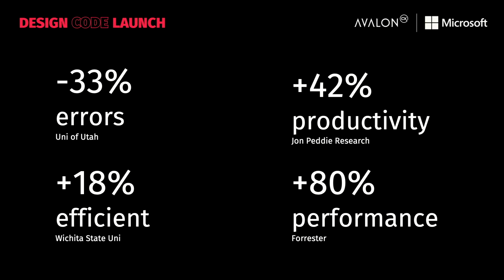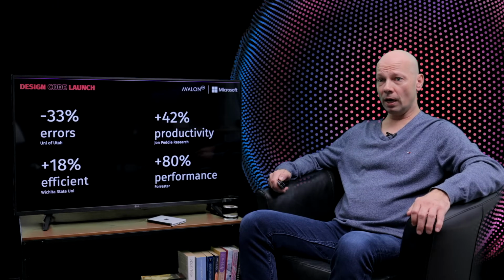So 33% fewer errors, 18% more efficient, 42% productivity increase, and 80% increase in performance. And these numbers are from PCs and laptops, where you are desk-bound and you're just comparing different screen sizes. There is one additional benefit when we talk about mobile. With mobile, when you have more screen, you can mobilize more of your processes.